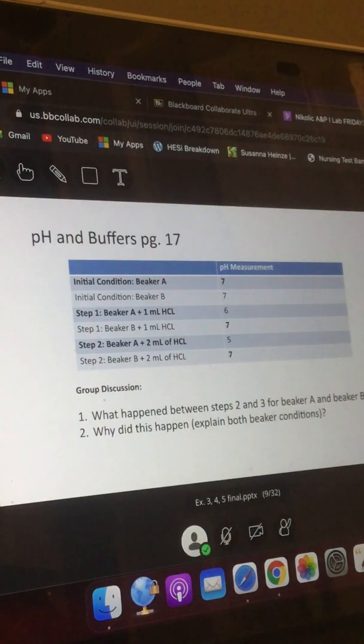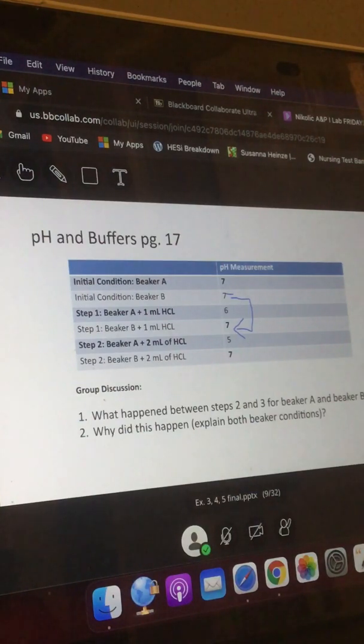Now let's look at beaker B. I'll kind of help you out here so that you can see what I'm doing, because it is a little bit hard to follow. So beaker B has an initial condition of pH 7, and after I add 1 milliliter of hydrochloric acid, what happened? It remained the same, right? Now, pH should not remain the same when you add an acid unless it has what? It has a buffer. Boom, you're done.